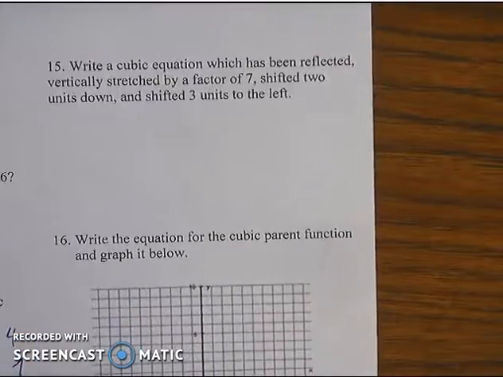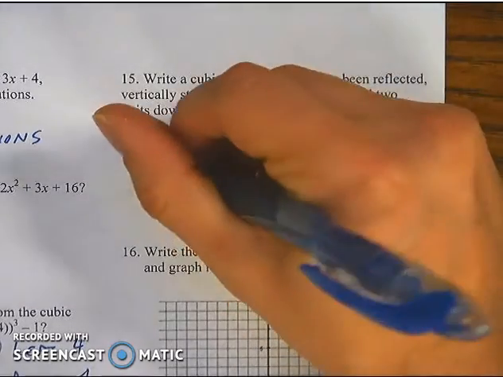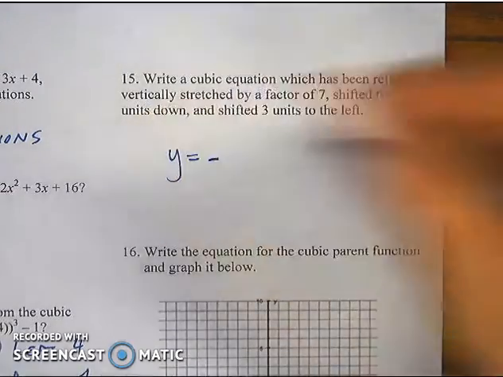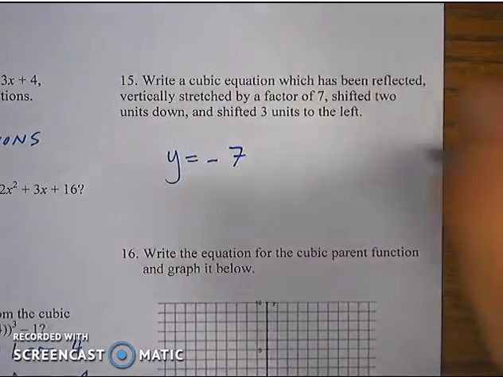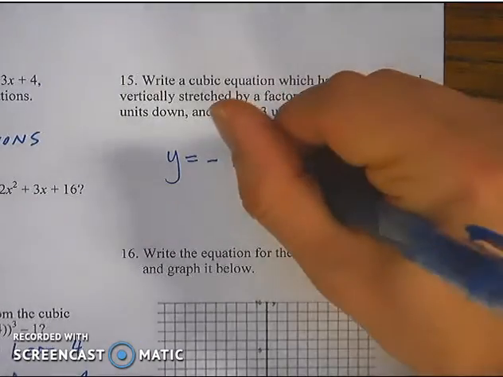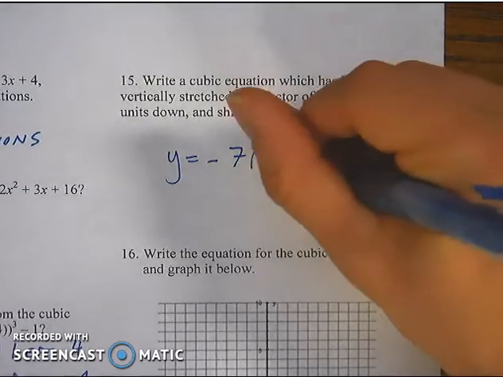Okay, we're almost done. Number 15 says, write a cubic equation which has been reflected, vertically stretched by a factor of 7, shifted 2 units down, and shifted 3 units left. So every equation starts with y equals, or f of x equals for that matter. It's been reflected, so I've got a negative. It's vertically stretched by a factor of 7, so I'm going to put a 7. There's no horizontal compression or stretch, so I can go right into my x. Shifted 3 units left, so that's going to be plus 3.